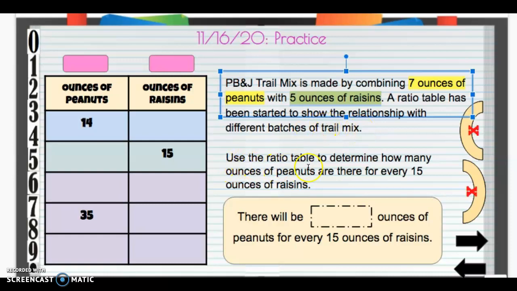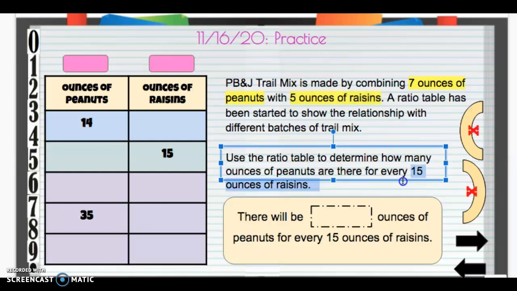And then we have to use the ratio table to determine how many ounces of peanuts are there for every 15 ounces of raisins. Okay, so we're looking for 15 ounces of raisins. So that's looking at 15, making sure in the ounces of raisin spot is 15, and whatever is in the peanut spot for that would be our answer. So we have to figure that out.